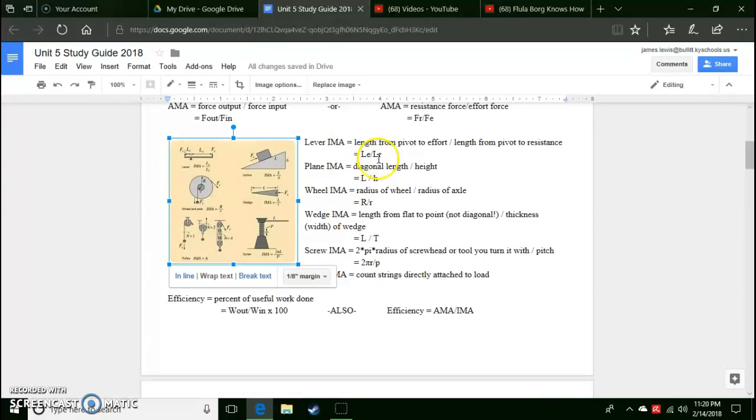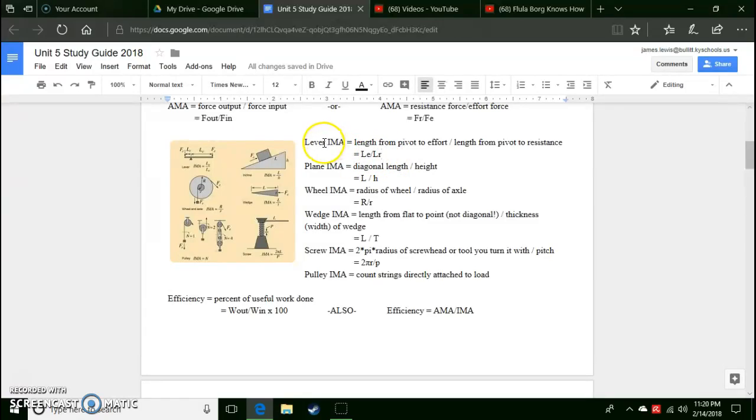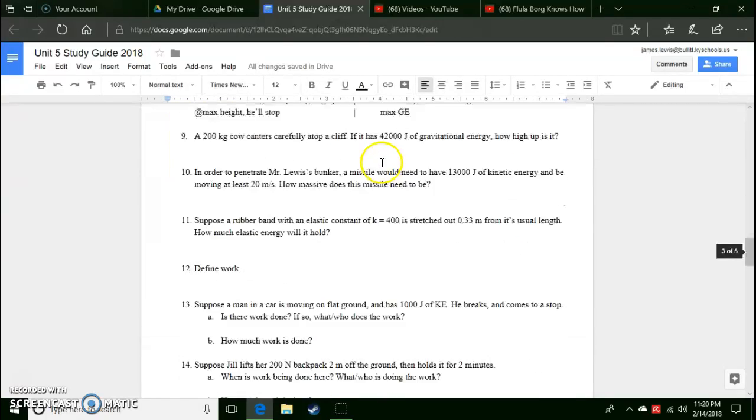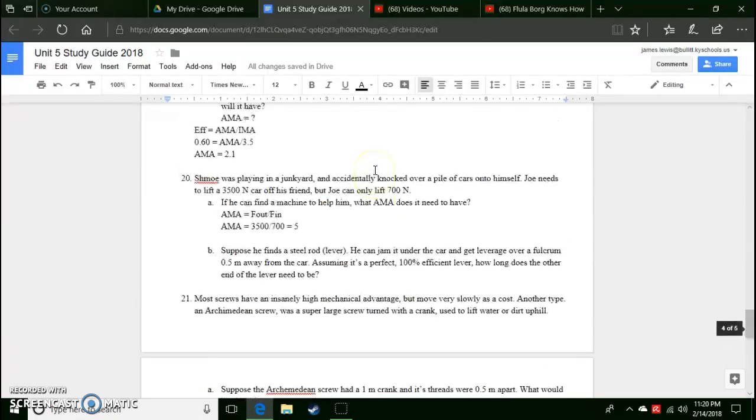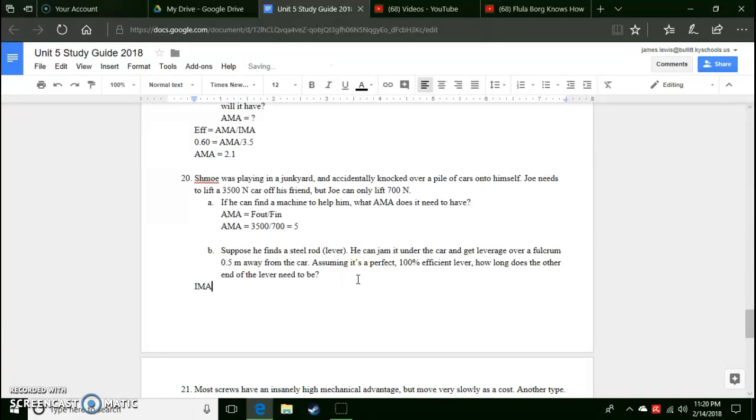So in our length effort divided by length resistance, what we have is the resistance. We have the denominator, the bottom number. And we also have the IMA, because the next point of that problem said, assume that it's a perfect 100% efficient lever. So if it's 100% efficient, then the actual mechanical advantage would be the ideal mechanical advantage, because that's what ideal means. Ideal means perfect. And if this is a perfect lever, then you would actually get all of your mechanical advantage. So I can just say then that IMA equals LE divided by LR, just like the equation said before, up there at the top.